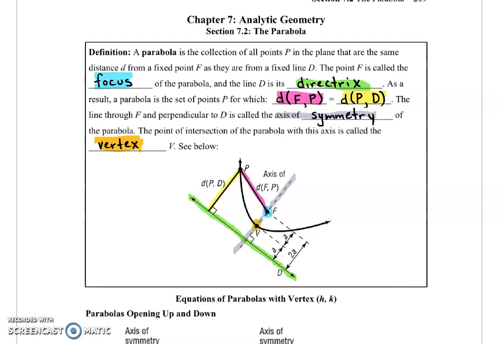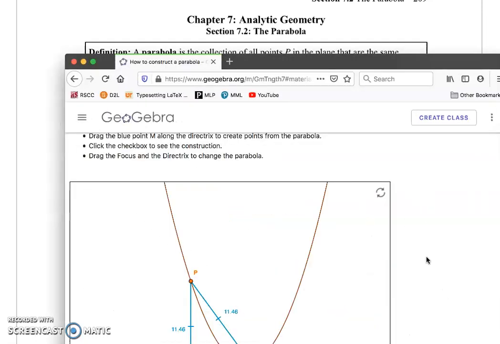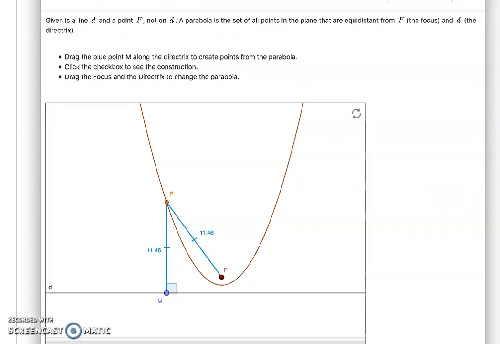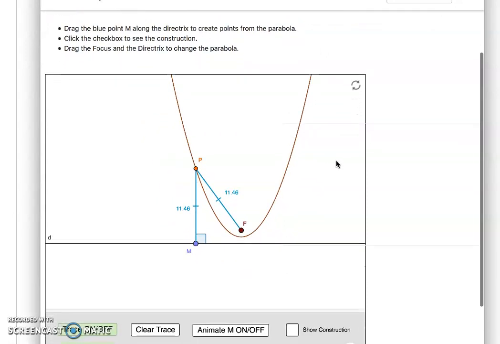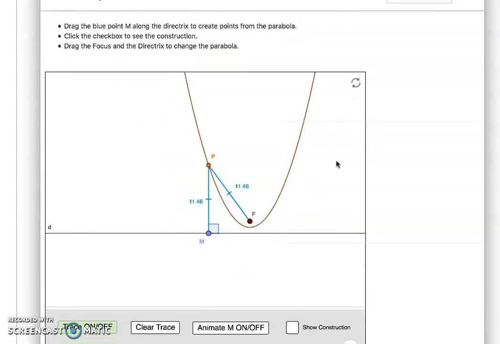Now, before we go on, I want to show you a little demonstration of how this works. So this is on a website called GeoGebra, and you can drag the point P around and see what happens to the distances between things.